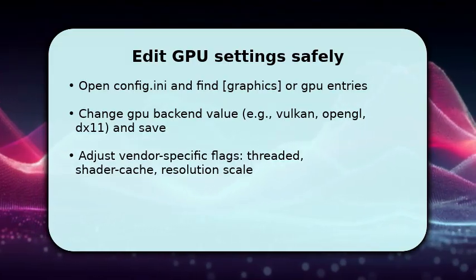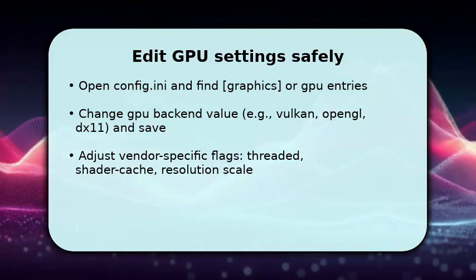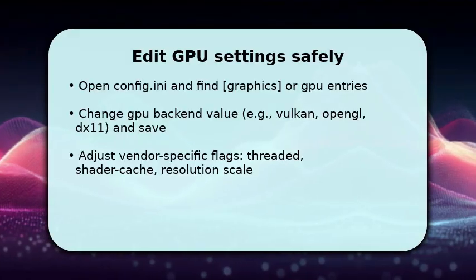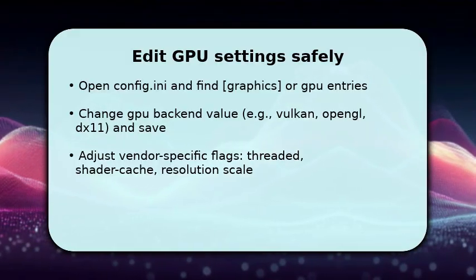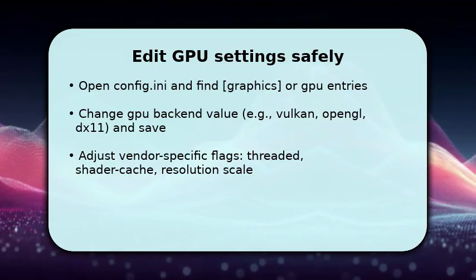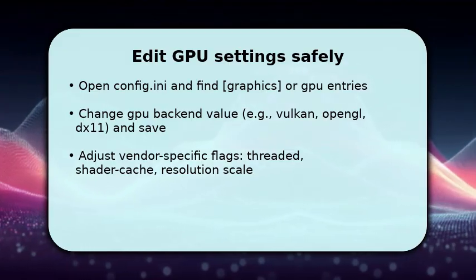Save the file. Next, set vendor-specific flags like threaded rendering, enable shader cache if supported, and choose resolution scale. Make one change at a time so you can revert if something breaks.